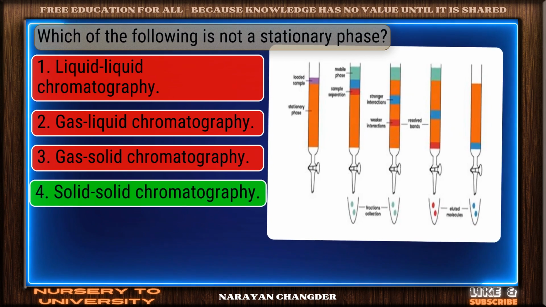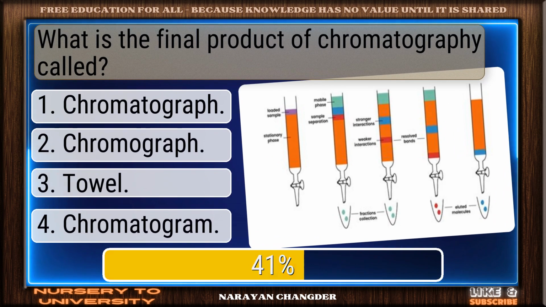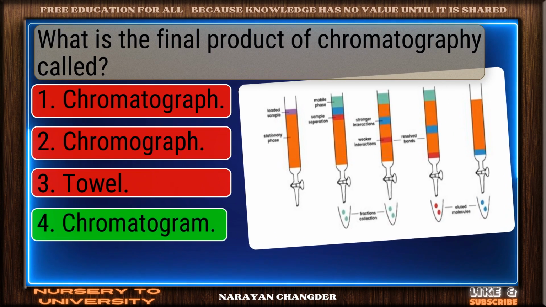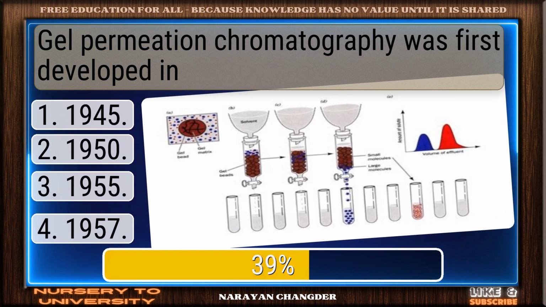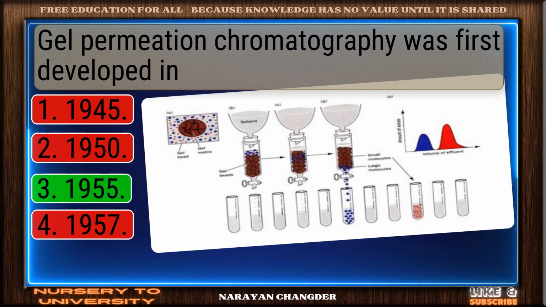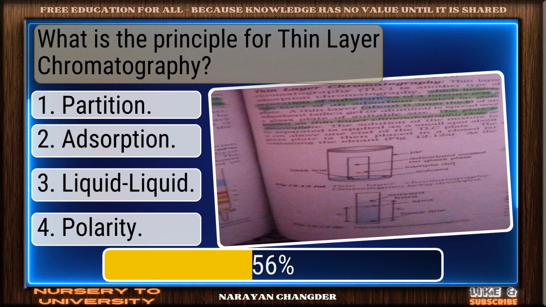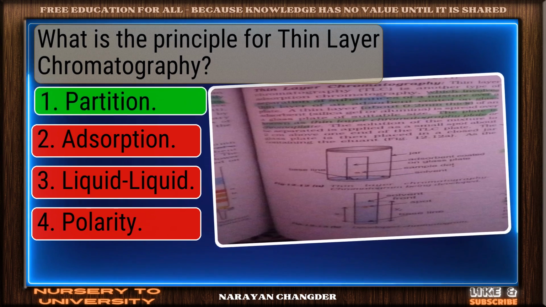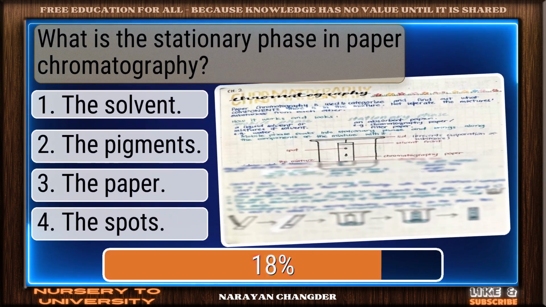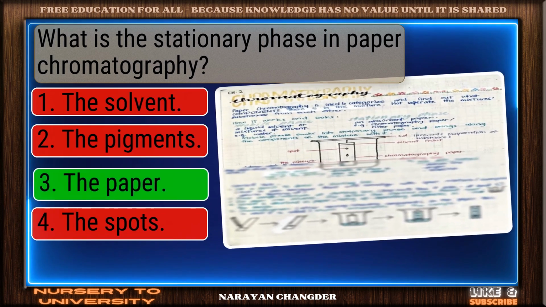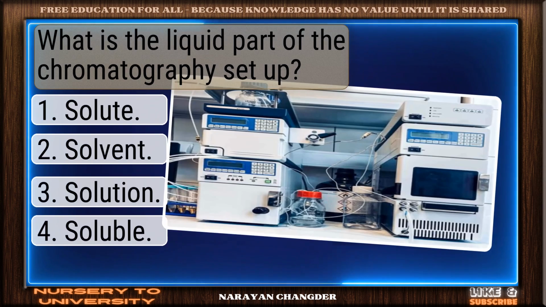Solid-solid chromatography, great work. What is the final product of chromatography called? Nice work, chromatogram. Gel permeation chromatography was first developed in... Right. What is the principle for thin layer chromatography? Thoughtful answer, partition. What is the stationary phase in paper chromatography? Outstanding effort, the paper. What is the liquid part of the chromatography setup?